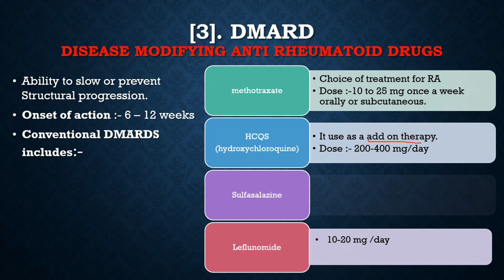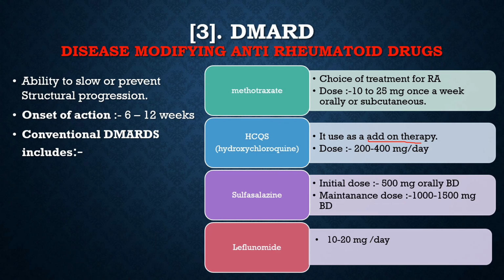The third one is sulfasalazine. The initial dose of sulfasalazine is 500 mg BD and the maintenance dose is 1000 to 1500 mg BD. The fourth one is leflunomide. The dose is 10 to 20 mg per day. These are the four conventional DMARDs which are most commonly used to treat or prevent the progression of the disease: methotrexate, HCQS, sulfasalazine, and leflunomide.